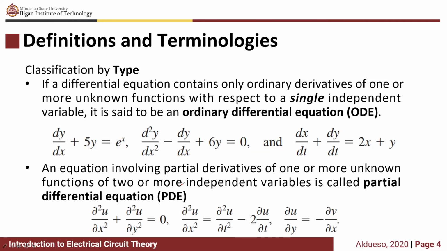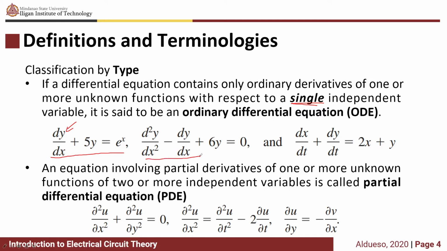So by type, we have different types of differential equations. The first: if a differential equation only contains ordinary derivatives of one or more unknown functions with respect to a single independent variable, it is said to be an ordinary differential equation. So for this equation, we have one dependent variable and one independent variable.